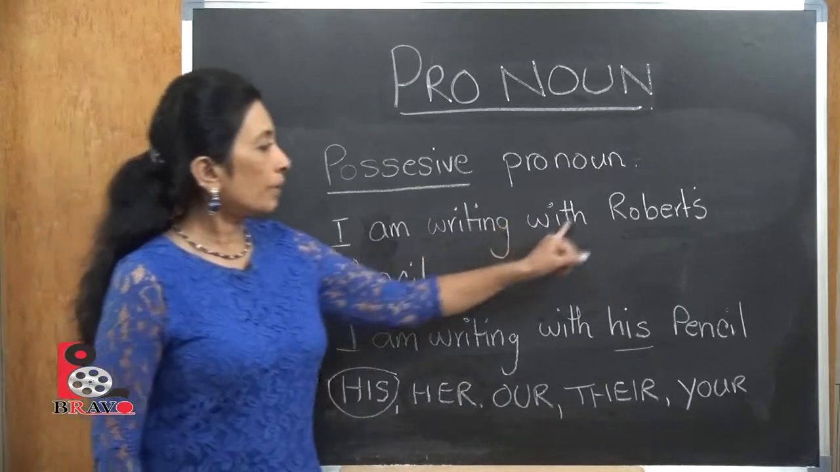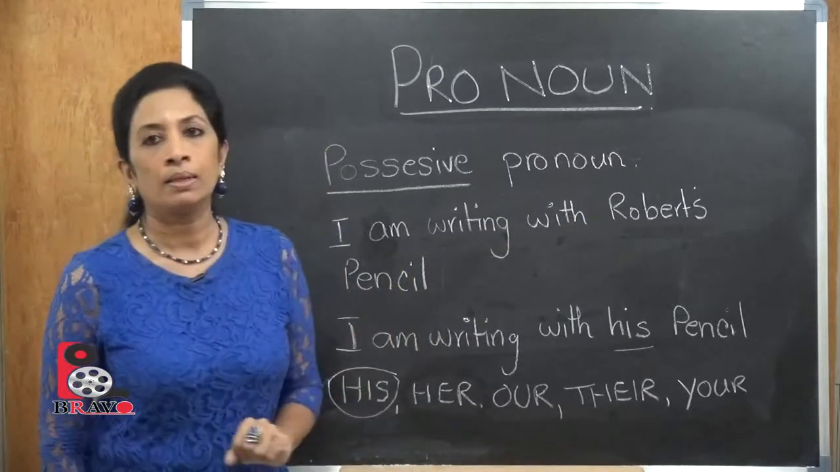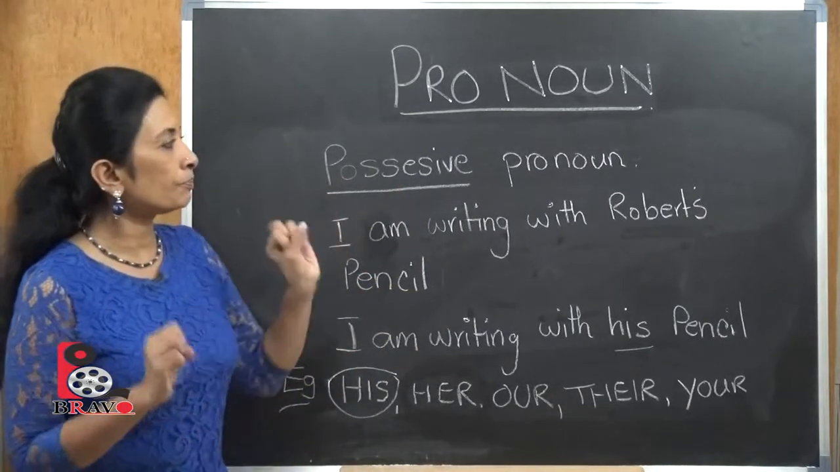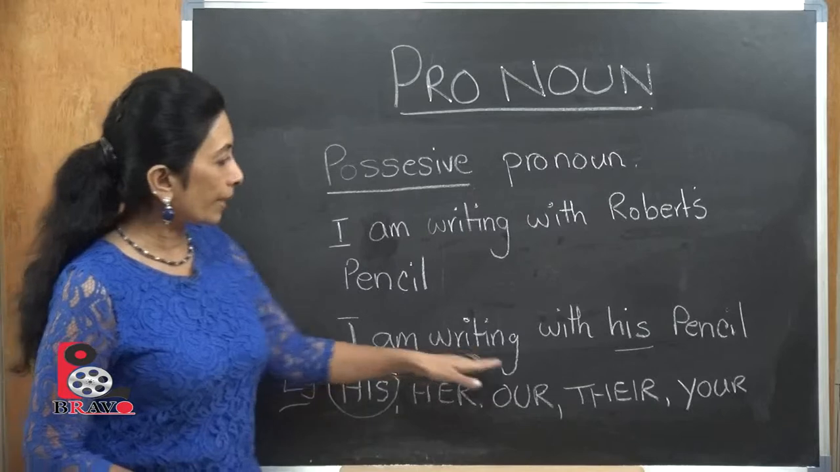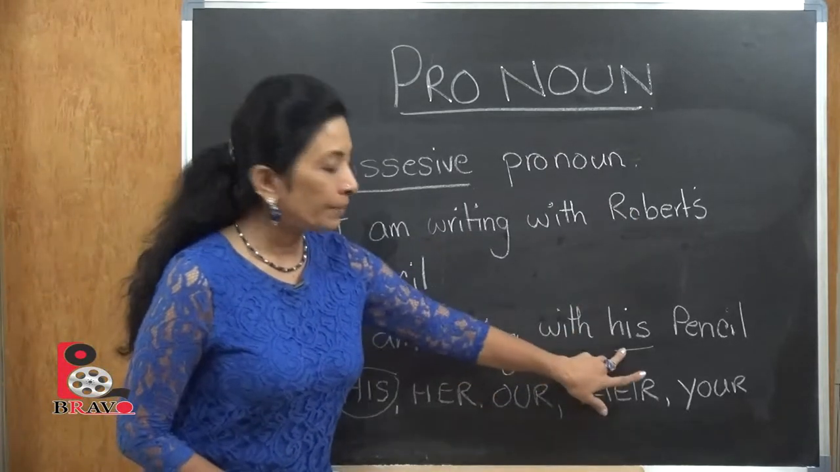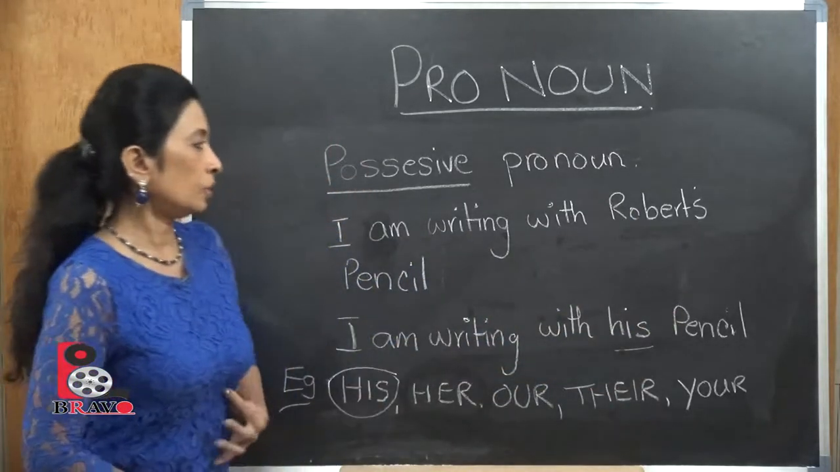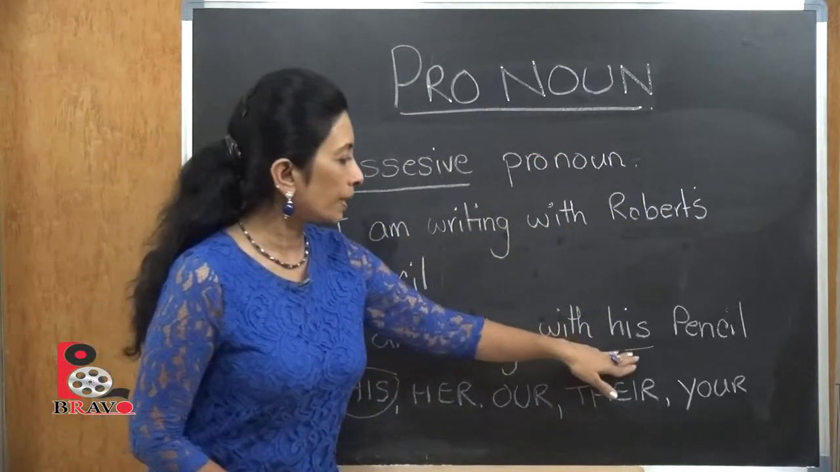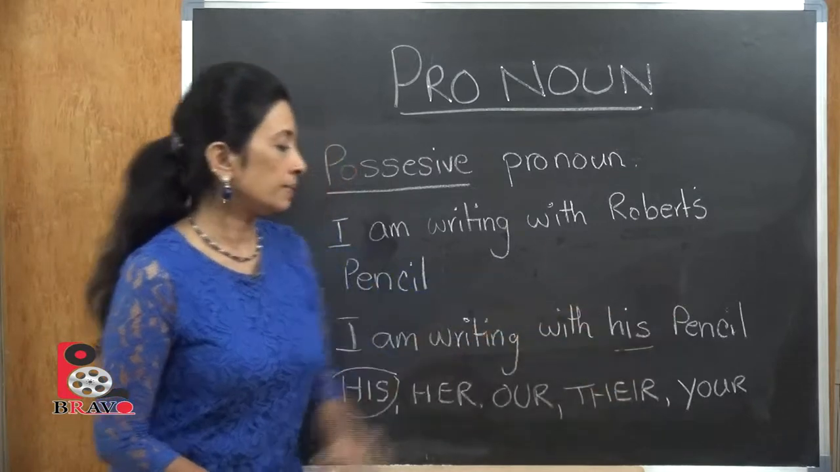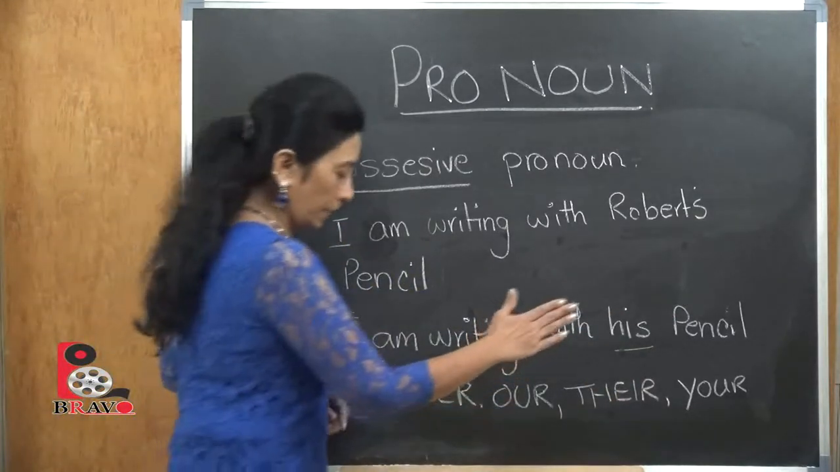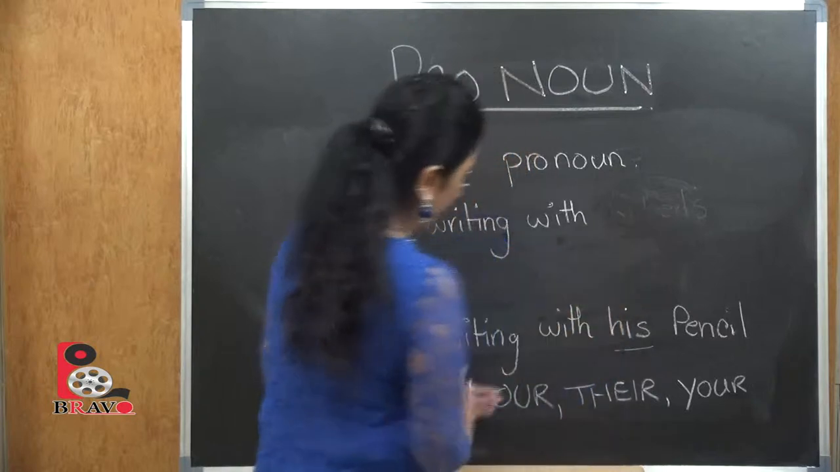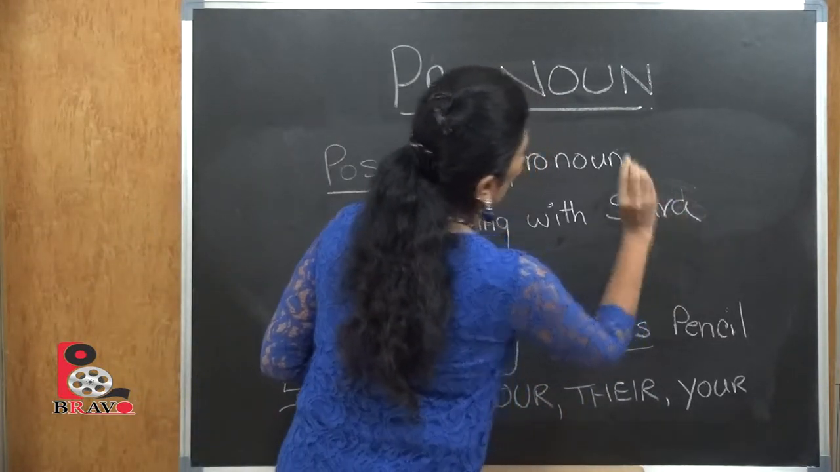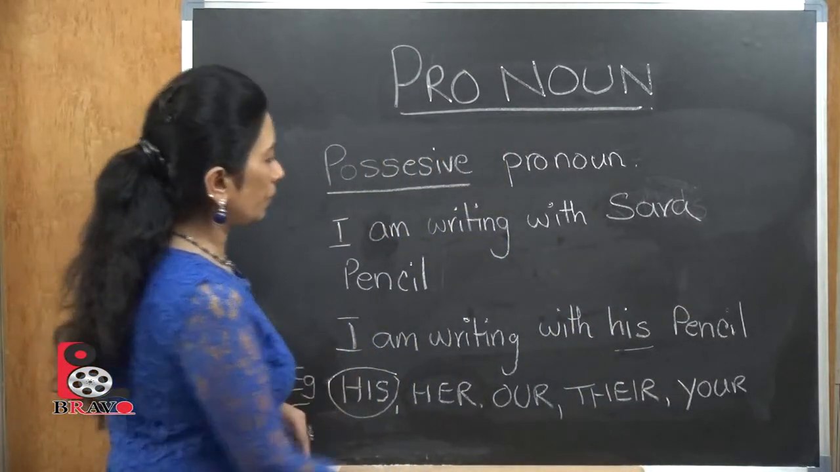I am writing with Robert's pencil. So the pencil is Robert's. How do you say it with the possessive pronoun added on? I am writing with his pencil. So the name Robert, the noun, will go away, then the possessive pronoun will come in: his pencil. Now the same thing you can do if you replace Robert and add on a female name, say Sarah. So what will you say then?